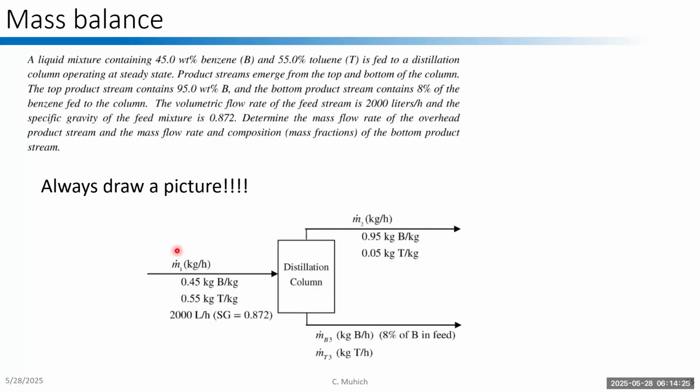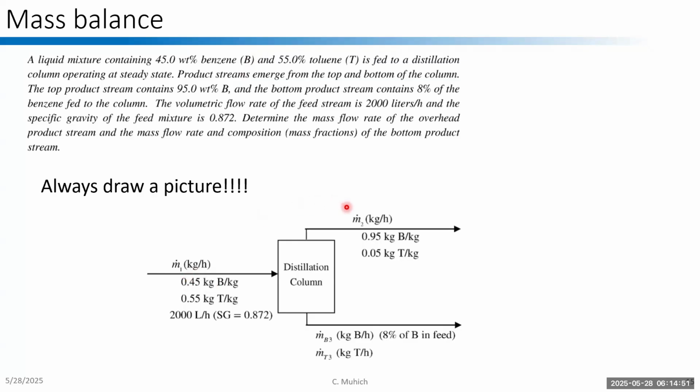I know additional information about the stream in that I have 2,000 liters per hour entering, and that my specific gravity is 0.872. Very good. So this is all of the information that I've been able to extract from the problem statement in this handy-dandy labeled diagram.